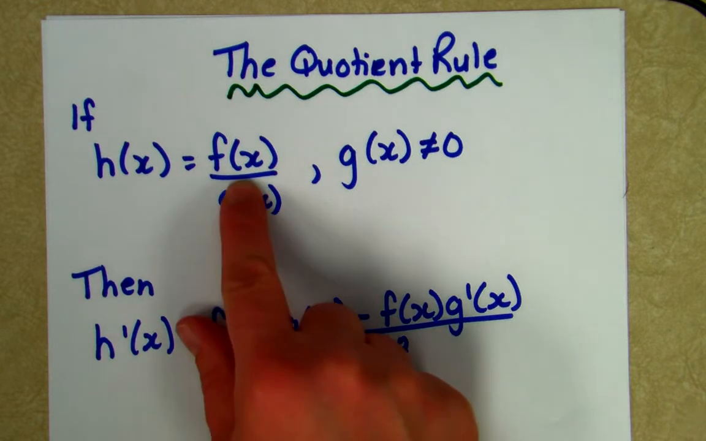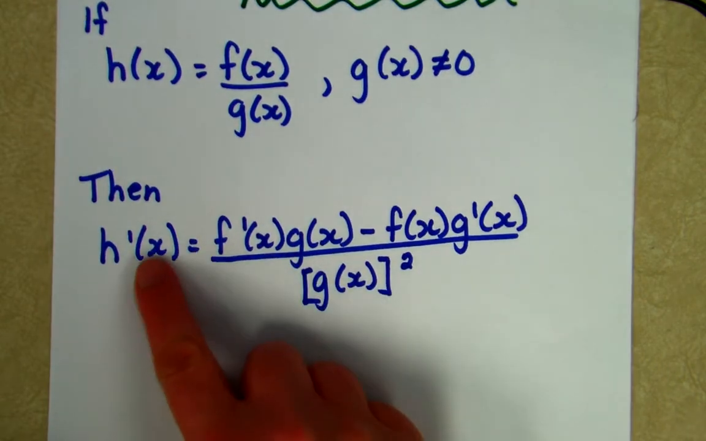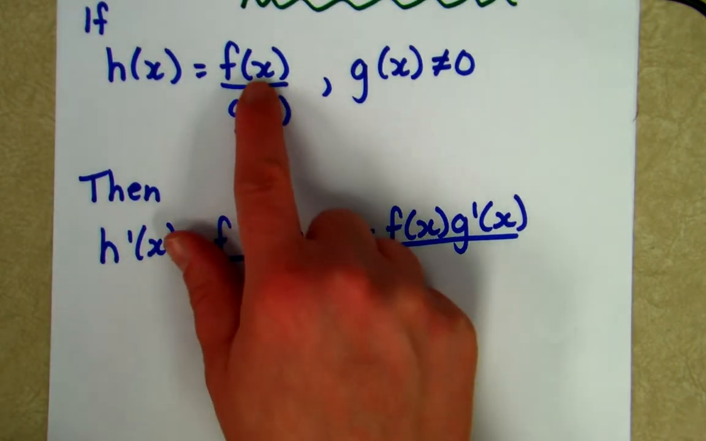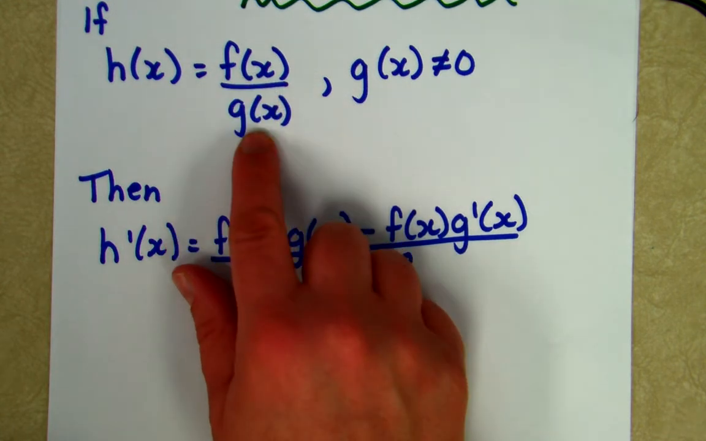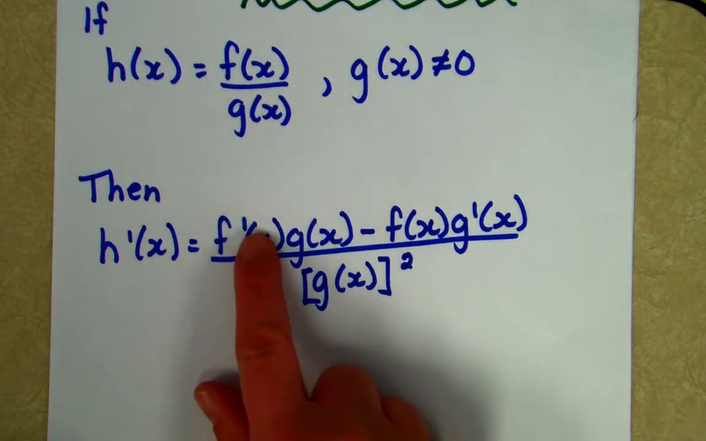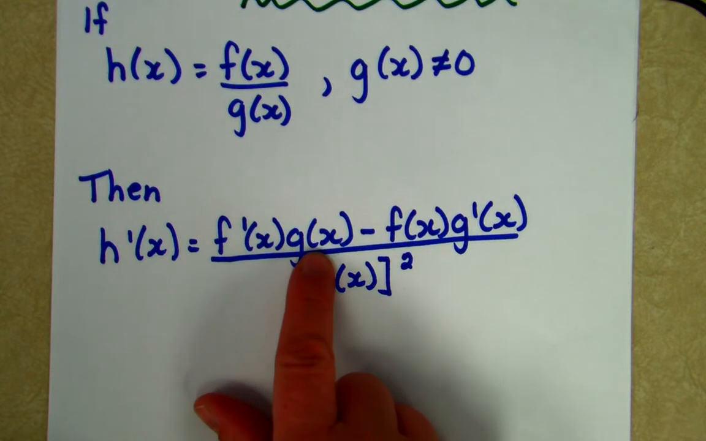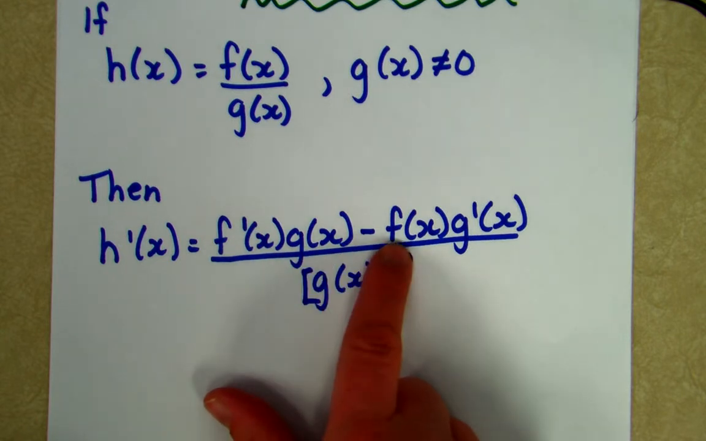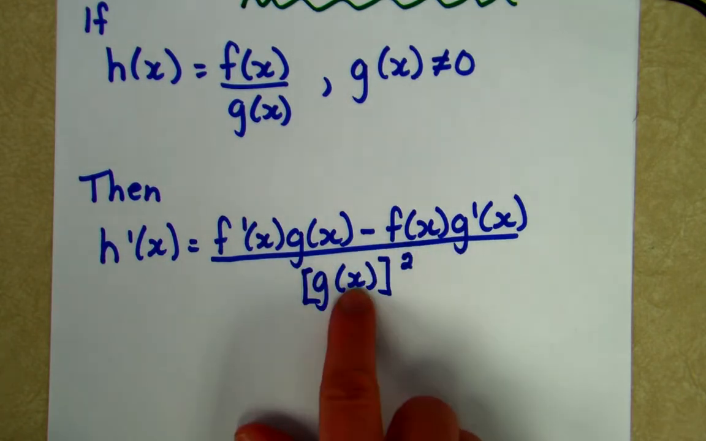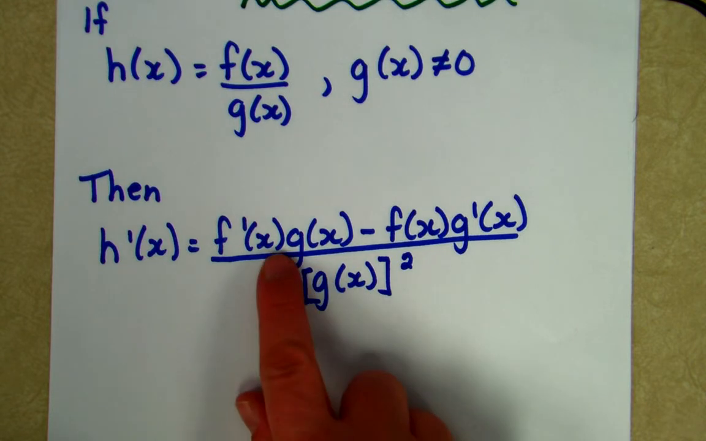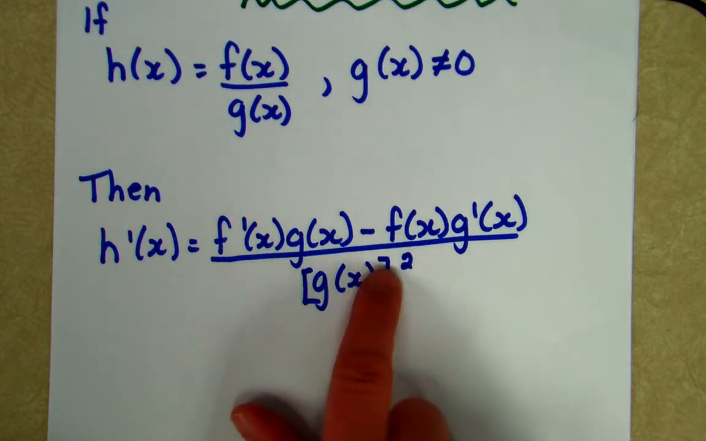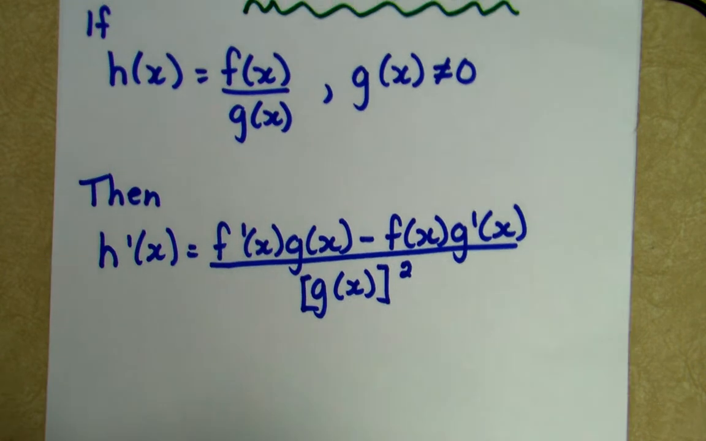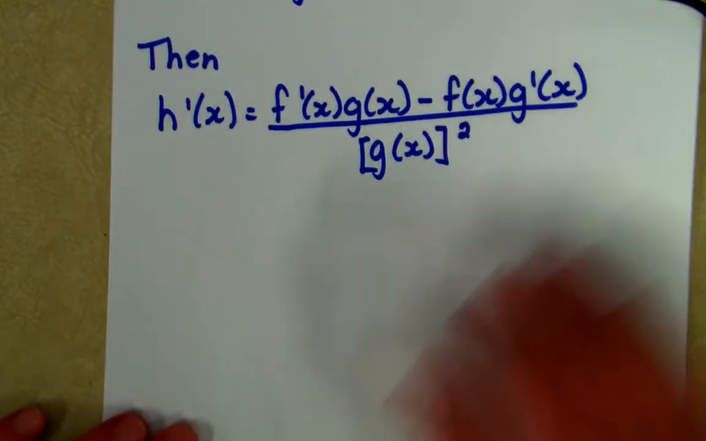So if you have a quotient function, then the derivative, h prime, and now I'm going to think of f at x as the top and g at x on the bottom. So this becomes the derivative of the top times the bottom, subtract the top times the derivative of the bottom, all over the bottom squared. So f prime times g, subtract f times g prime, all over g squared. And to prove this, I'm actually going to go back to our product rule and use that.